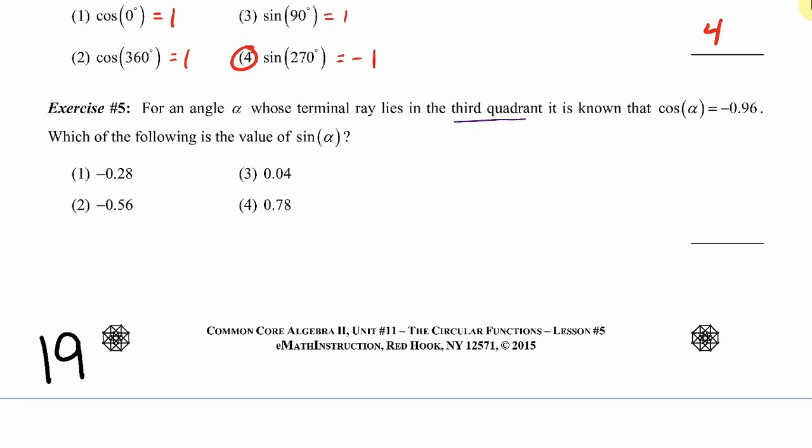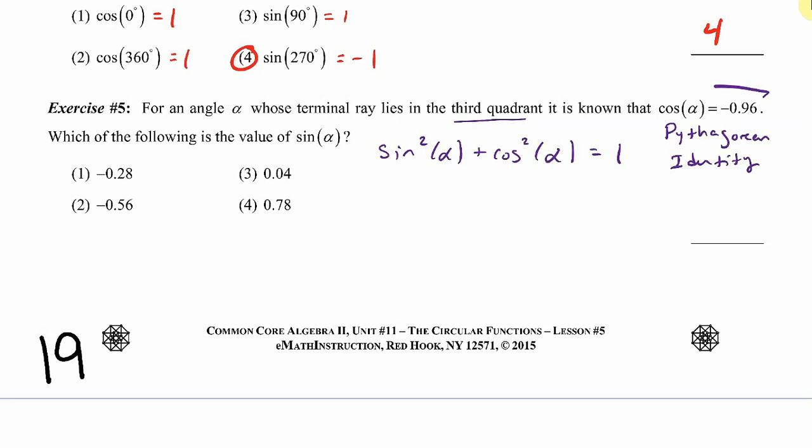What we can do is use our Pythagorean identity. That was sine squared of your angle, which they're using alpha here, plus cosine squared of your angle equals 1. That again was called our Pythagorean identity. We know what the cosine value is, so we can use that to solve for the sine value. So I'm going to replace the cosine of the angle with negative 0.96. So sine squared alpha plus negative 0.96 squared equals 1.